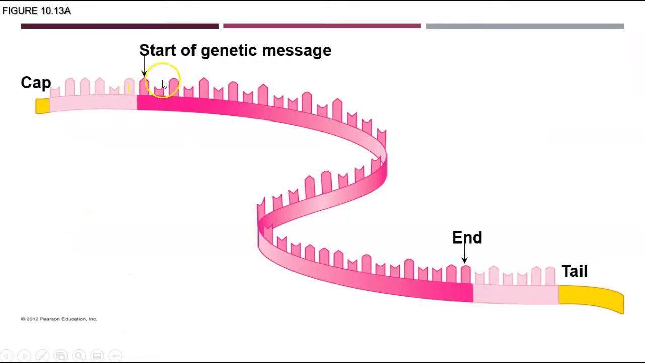So here's the start of our genetic message. Here's our AUG. The end of it is here. That's going to be our stop codon. I believe this one's UAG, and the cap and the tail are there. So this is the part of the messenger RNA that's going to be read or translated into protein.